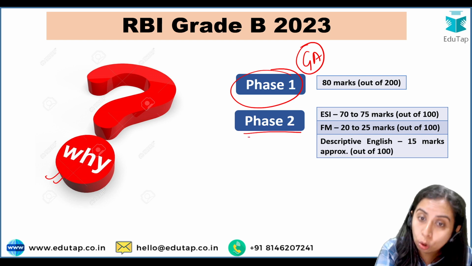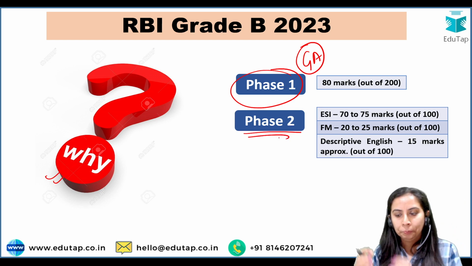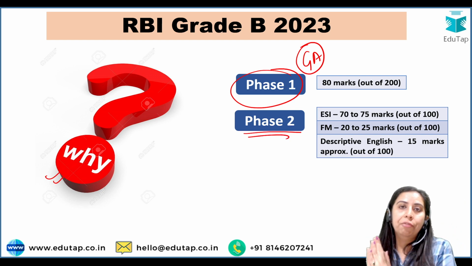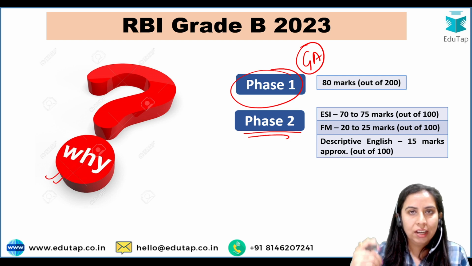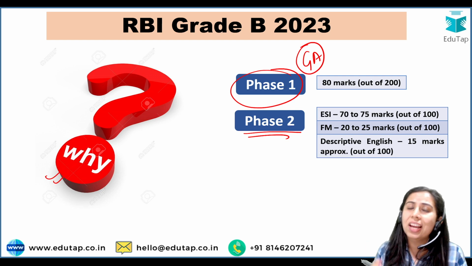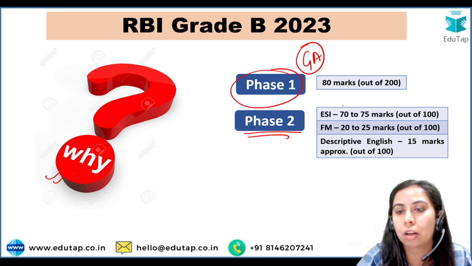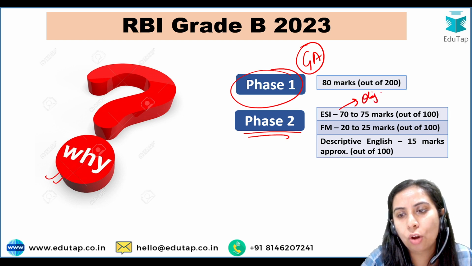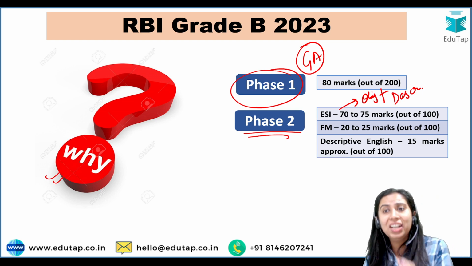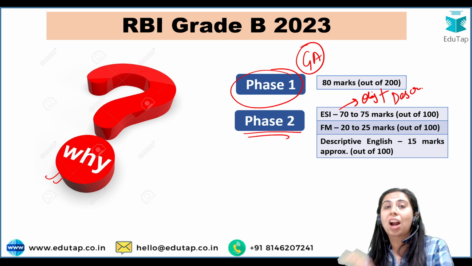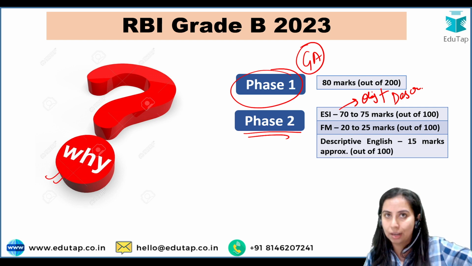Secondly, not only in phase 1 but in phase 2, current affairs play a very important role. How? See, there are 3 papers: ESI, FM and descriptive English. So ESI is heavily oriented towards current affairs, be it objective part, be it descriptive part. Okay, objective where you have to mark the MCQs, or descriptive where you have to write. Both will be dependent on current affairs. So 70 to 75 marks out of 100 are devoted to current affairs in the ESI paper.